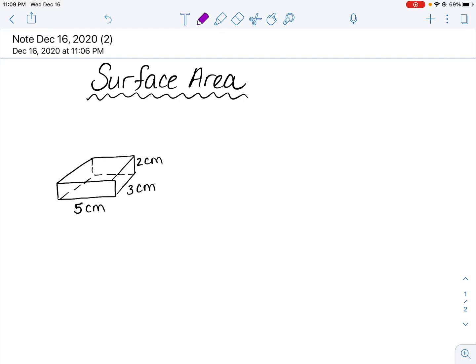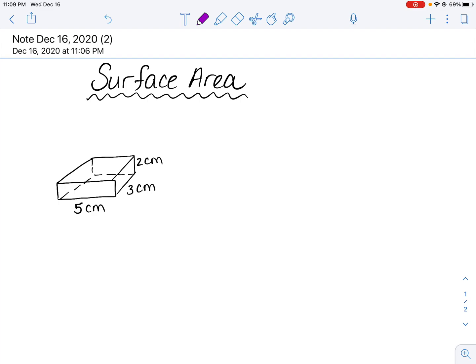This is a video on surface area. So if we have a three-dimensional shape like this, this is a rectangular prism. Surface area is the area of each side of that rectangular prism. See how there's 6 sides of a rectangular prism?